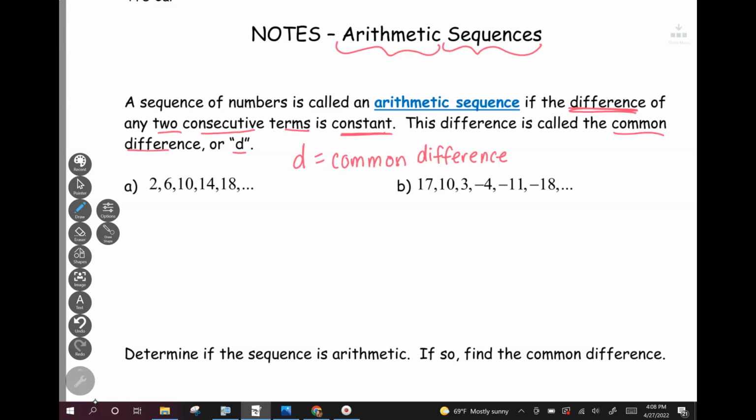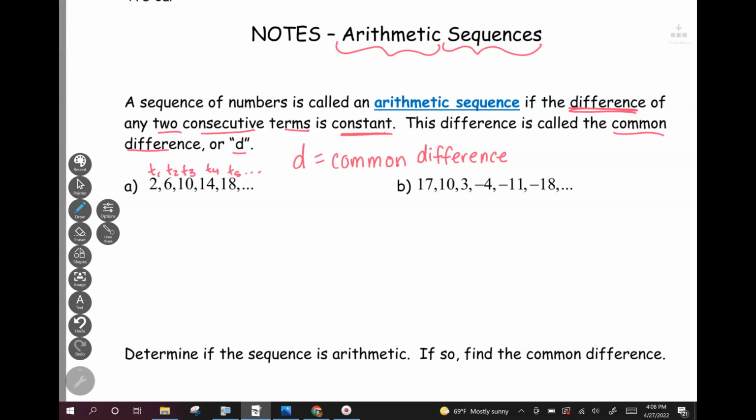All right, so let's look at an example. We've got 2, 6, 10, 14, 18, and so on. So it keeps going. This 2 is the first term in the sequence. We're going to be calling that T1. That stands for term 1, which means the next one would be term 2, term 3, term 4, term 5, and it just keeps going. So that's how we will label them. They're T for term, and then the little number next to it stands for which number it is in the sequence.